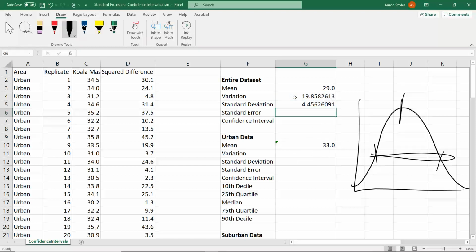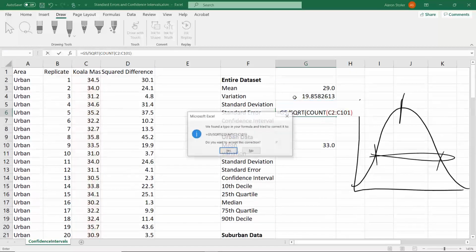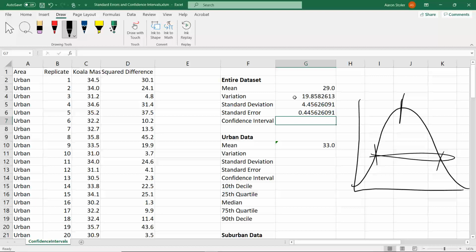The standard deviation is equal to the square root of that variation. And the standard error of the mean, which is the mean of all means, and you have to watch the lecture to understand what that means, is equal to the standard deviation divided by the square root of the total number of replicates, which in this case is 100. If you weren't sure, we could just do count and then select all of the data points. It will be 100. And we get 0.4456, and so on.